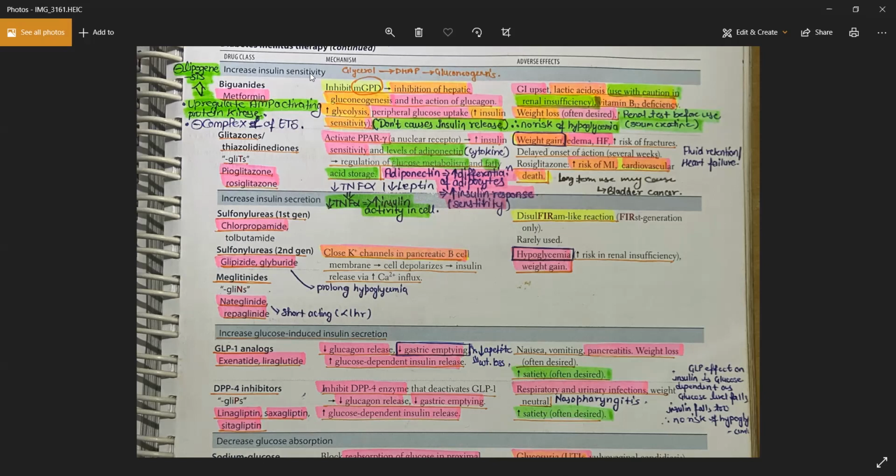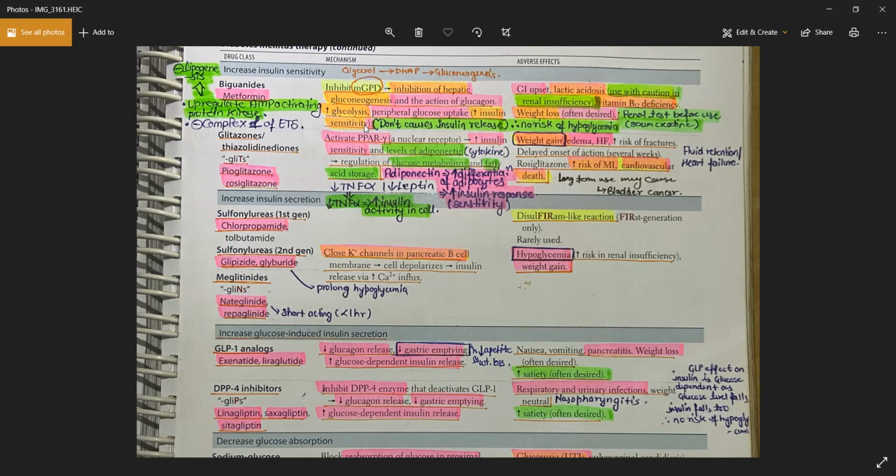Secondly, it inhibits an enzyme, GPD, that converts glycerol to glucose. So if you inhibit this enzyme, you are inhibiting the conversion of glycerol to glucose. That is how metformin can inhibit gluconeogenesis and lipogenesis. It also increases insulin sensitivity, promotes peripheral glucose uptake, and inhibits the action of glucagon, which is to promote glycogenolysis.